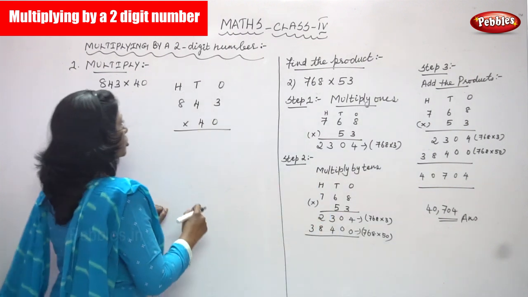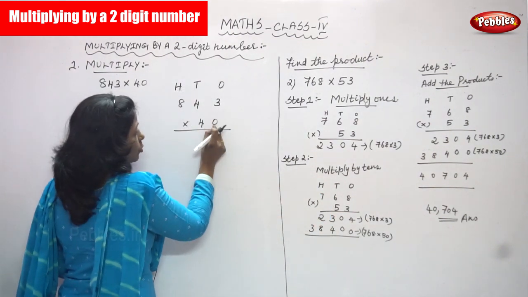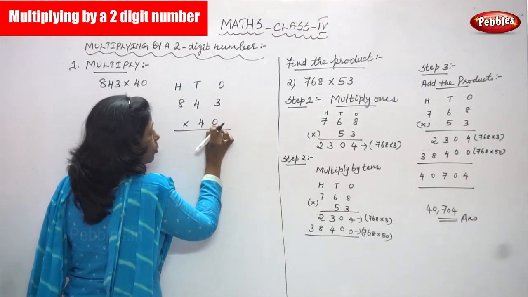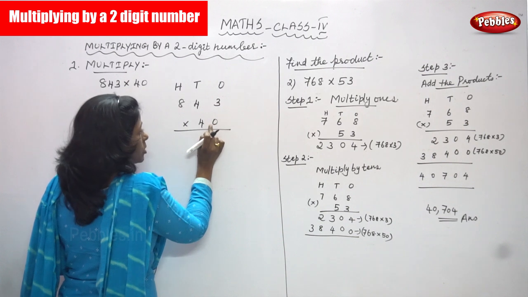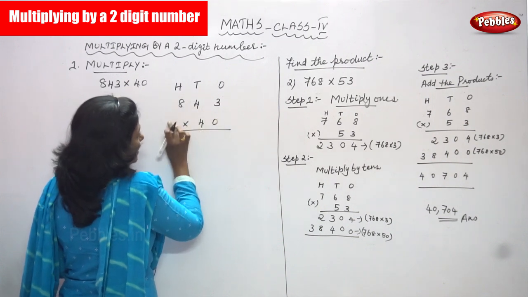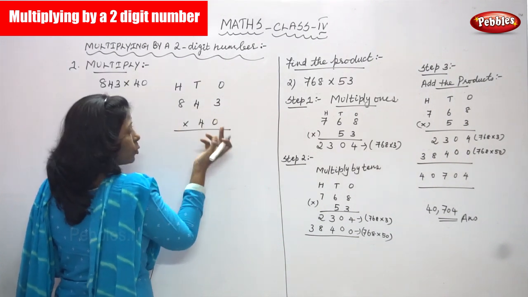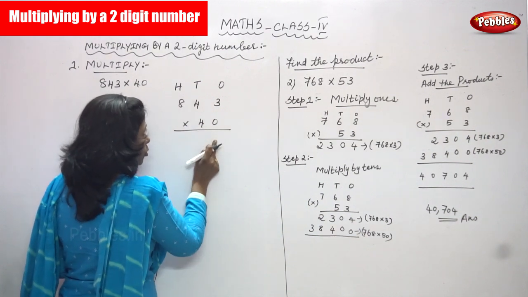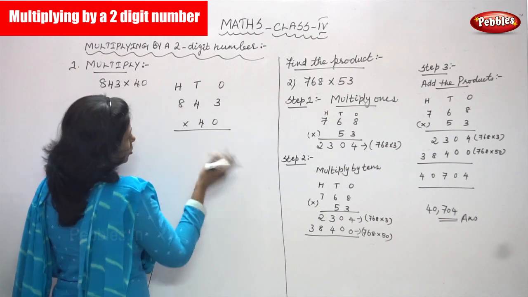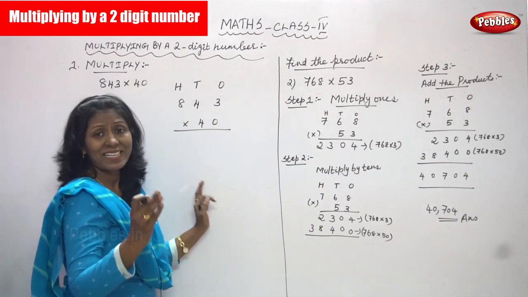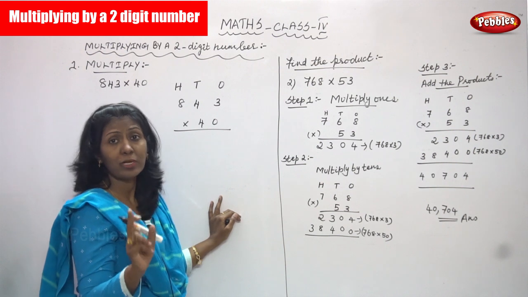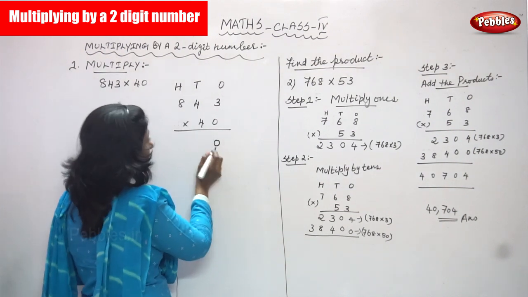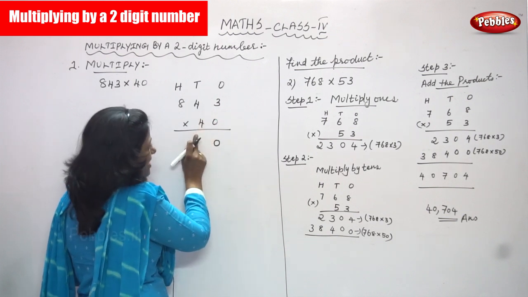So what you are going to do, first you are going to multiply by ones. What is the number in the ones place? That is 0. So you are going to multiply 0 by 843. I have told you any number multiplied by 0, you get what? 0. So 3 into 0, 0, 4 into 0, 0, 8 into 0, 0. So no need to write all the zeros, just write only one is enough. So just write 0. And after that, you have to multiply by tens, okay?